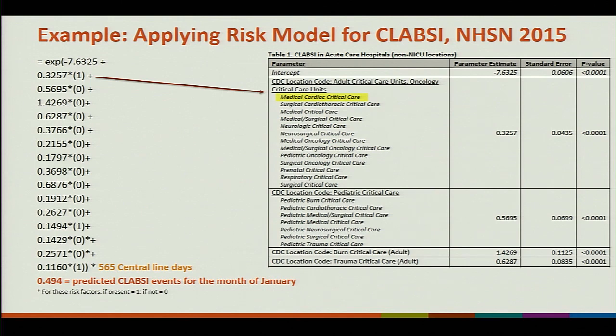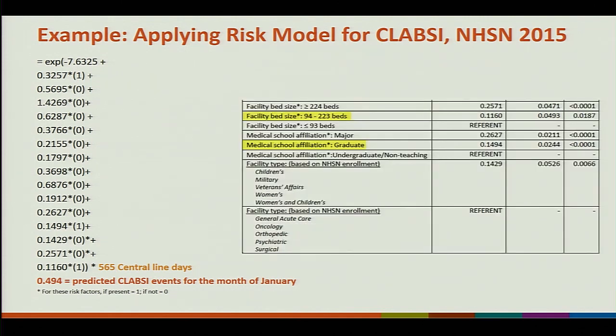This table on the right, like I said, is from the SIR guide. Since this is a graduate teaching facility, we would add 1 for the variable that corresponds to the medical school affiliation equal to graduate. And this is a 251 bed facility, so you would replace this variable with a 1. I would like to point out that since this is an acute care facility, this facility falls into the reference category, which means it won't be in the model.